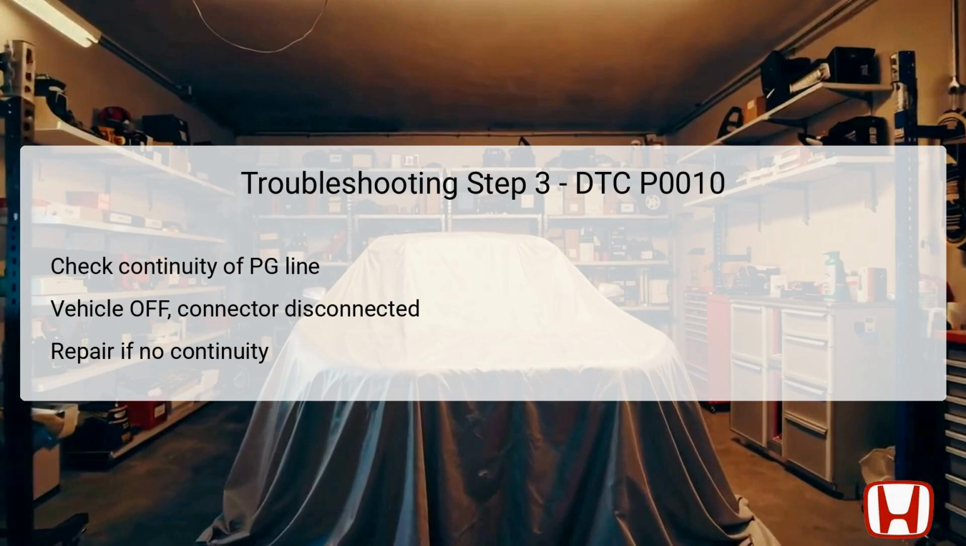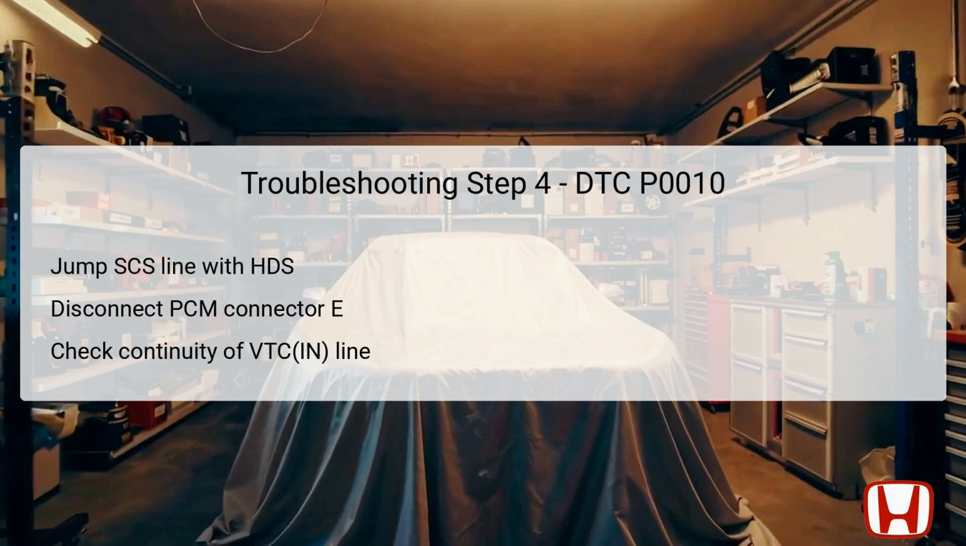In this case, you must locate and repair any breaks or faults in the wire connecting the solenoid to the ground point G101, ensuring that the connection is restored for proper solenoid function.